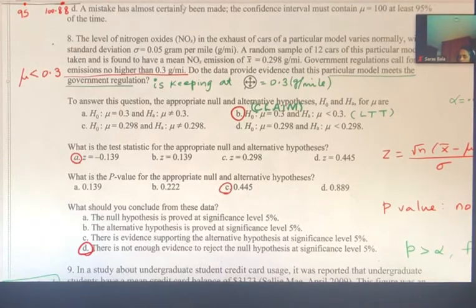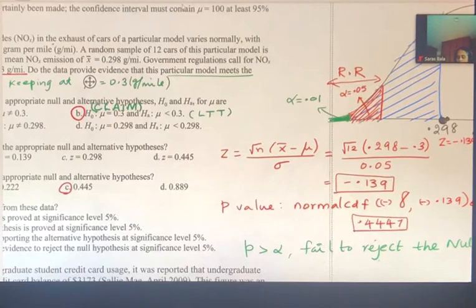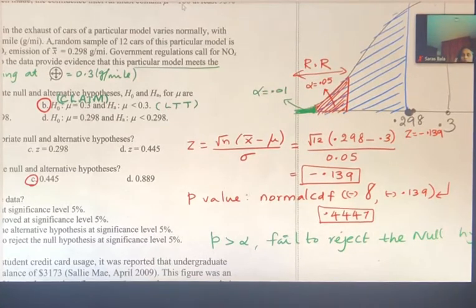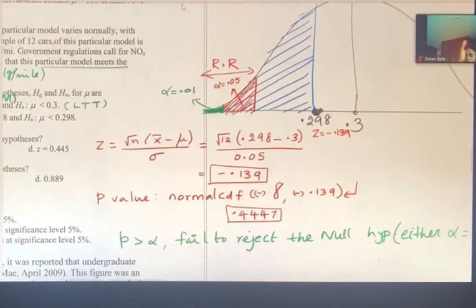By hand, I am showing the work here using my z-score formula, which is square root of n times x bar minus mu over sigma, which is the same as square root of 12 times x bar value 0.298 minus 0.3. That observation is about negative 1.39 standard deviations below the center. The sample mean, 0.298, is about 1.39 standard deviations below the center.